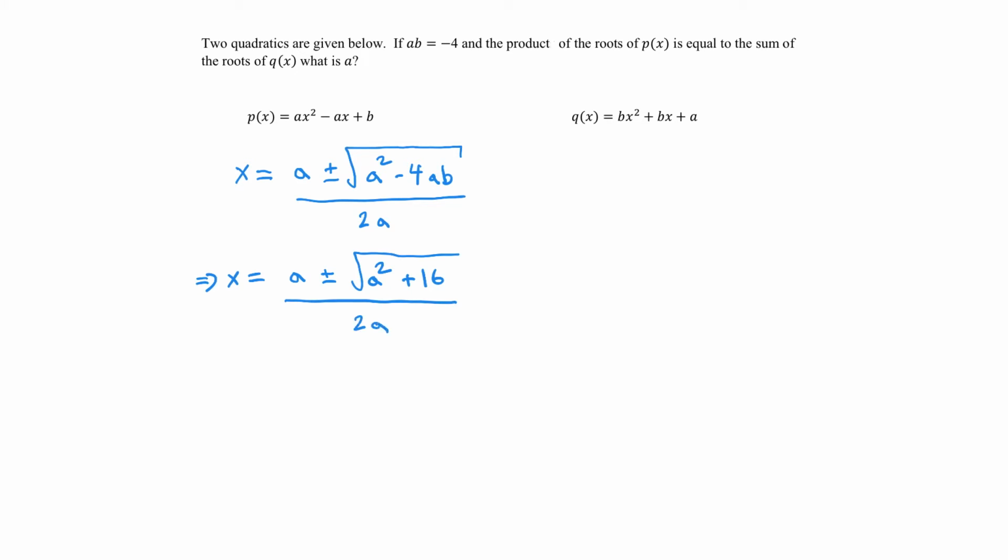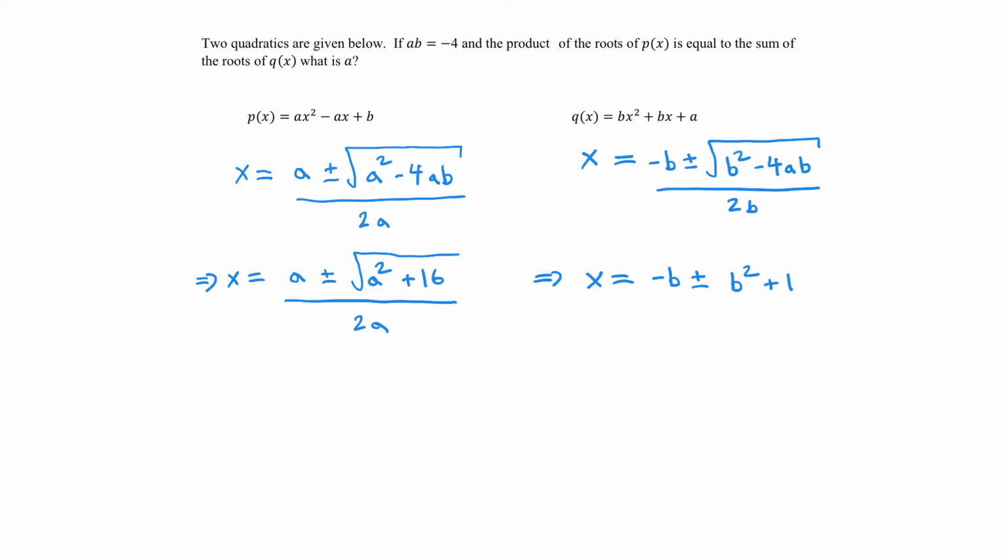We can do the same thing with q. Let's try it. So over here with q, if we want to find the roots, we can again use the quadratic formula. We get minus b plus or minus the square root of b squared minus 4ab, all over 2b. So this is the same as, given what we know in the question, minus b plus or minus the square root of b squared plus 16, all over 2b.